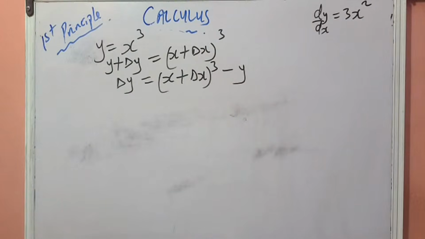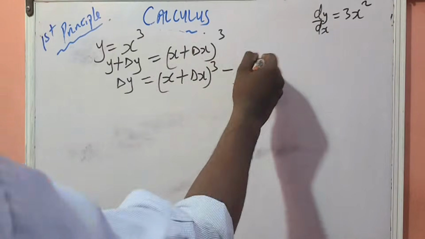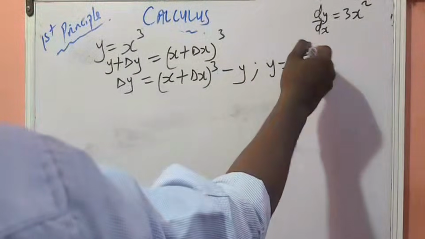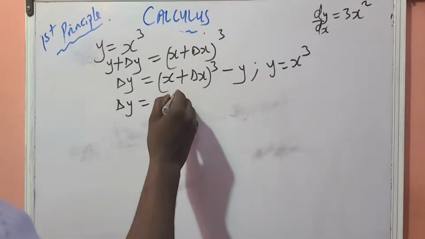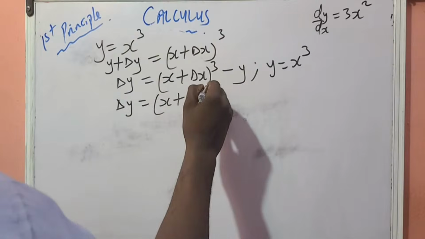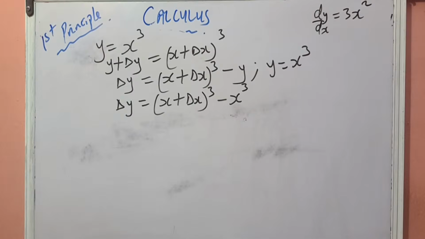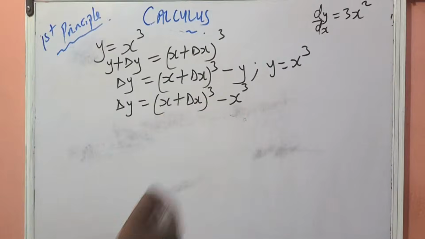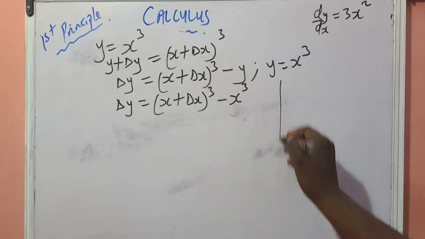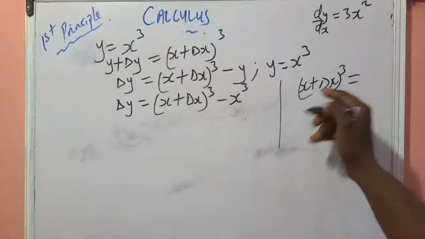Now, what do I want to do next? Before I do the third step, I want to try and simplify this. Now, I know that y was equal to x cubed. Since y was equal to x cubed, I can go on to write change in y is equal to x plus change in x all cubed minus now x cubed. All right. Now, I can go on to still simplify this. To simplify this expression, one of the things you can always do is to try and expand, of course, x plus dx cubed, because you may be in the exam hall and you have a question like this.